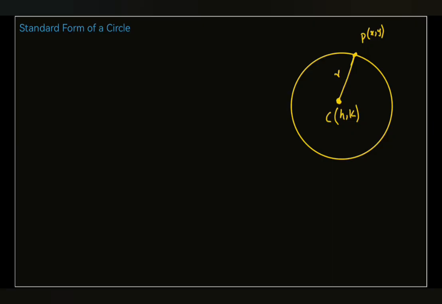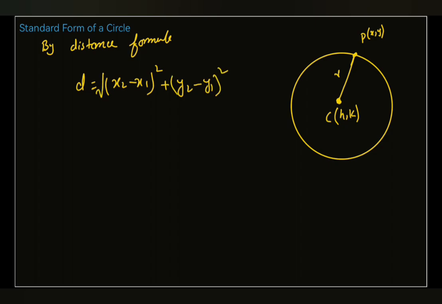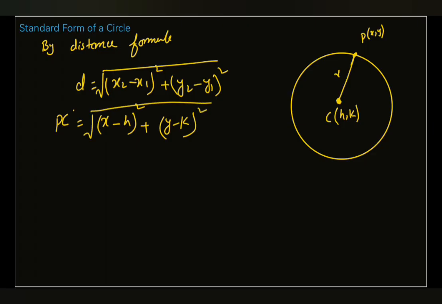So you know the distance formula. By the distance formula, d is equal to the square root of (x2 minus x1) whole square plus (y2 minus y1) whole square. If we use this distance formula to find the equation of a circle, here we put the values of P and C. The distance between C and P becomes the square root of (x minus h) whole square plus (y minus k) whole square.